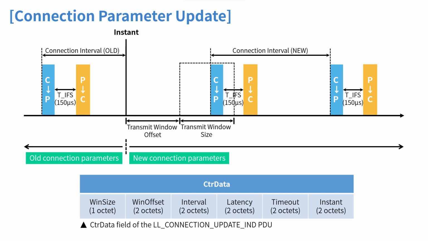The central should allow a minimum of 6 connection events that the peripheral will be listening for before the instant occurs. The connection parameter used before the instant is old. The connection parameter contained in the LL connection update indication PDU and used as of the instant and after is new. The central's first packet may extend beyond the transmit window. The first packet sent after the instant by the central determines the new anchor point for the connection events, and therefore the timings of all future connection events in this connection.